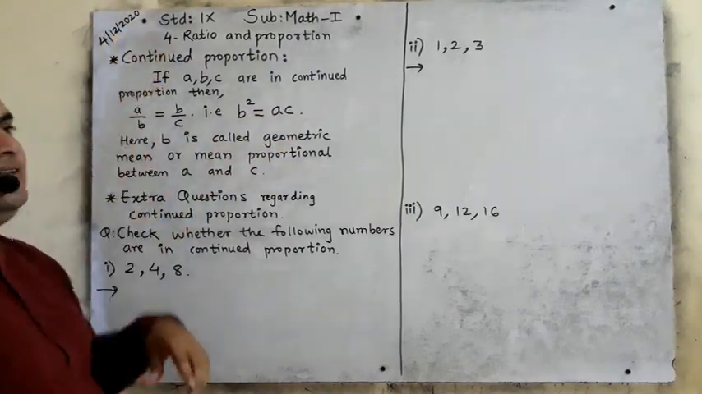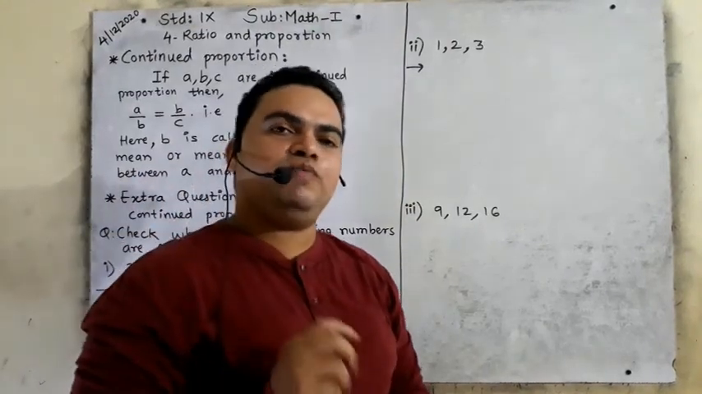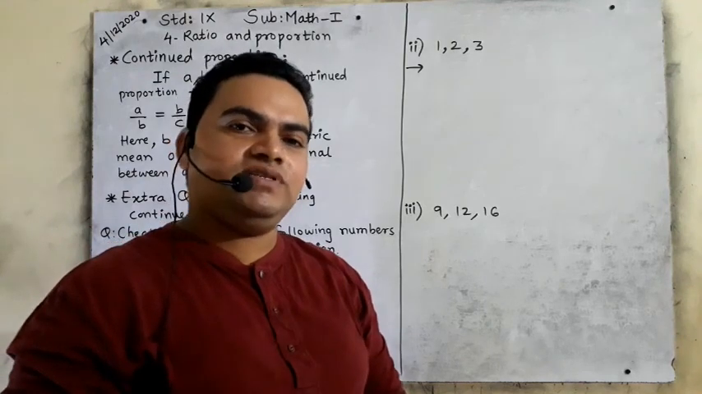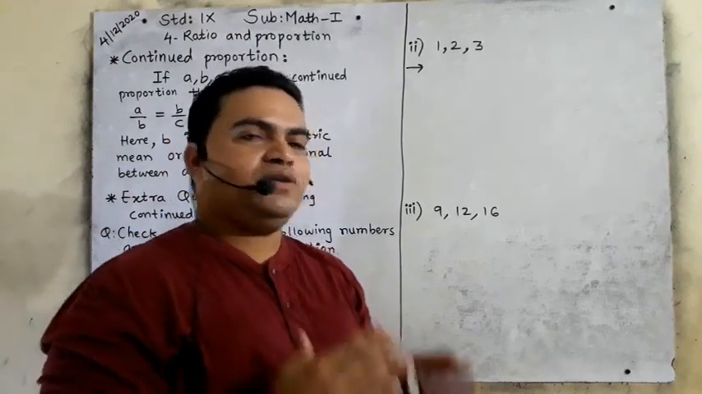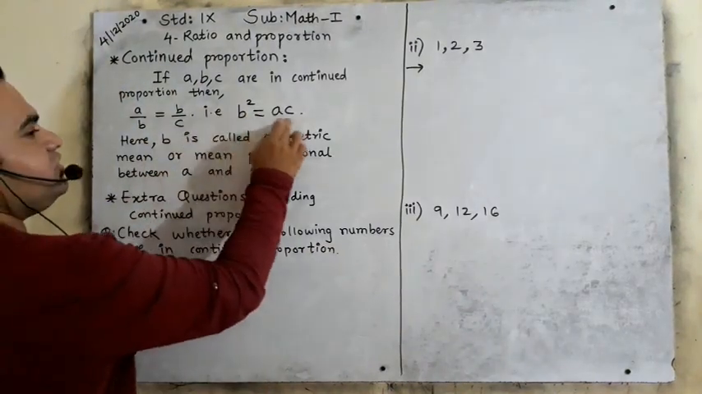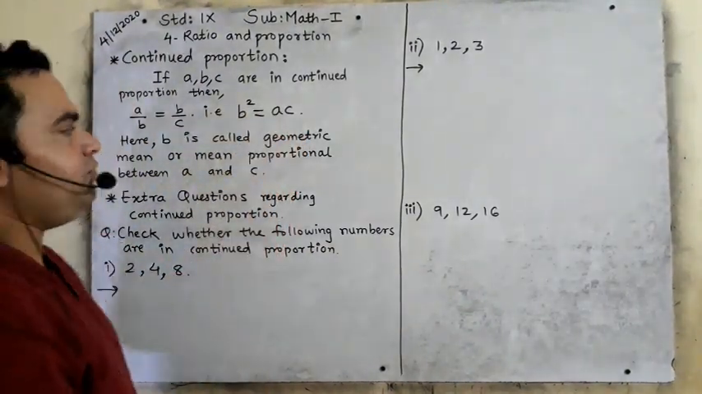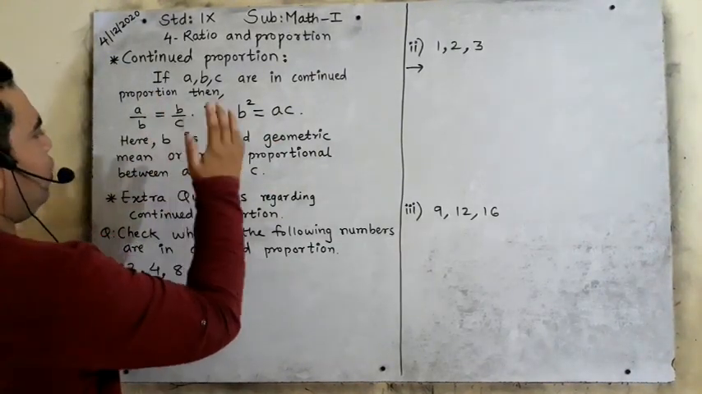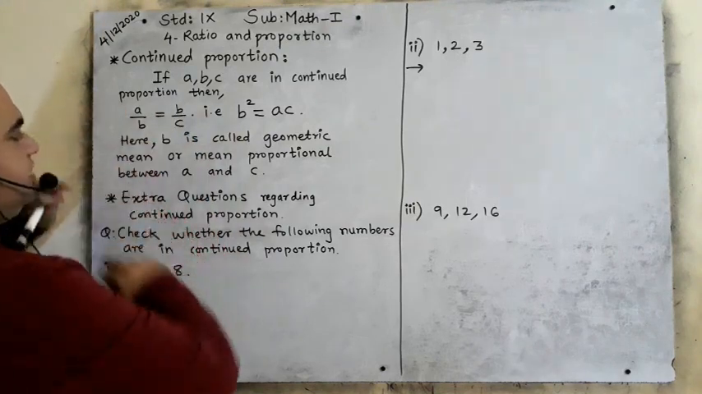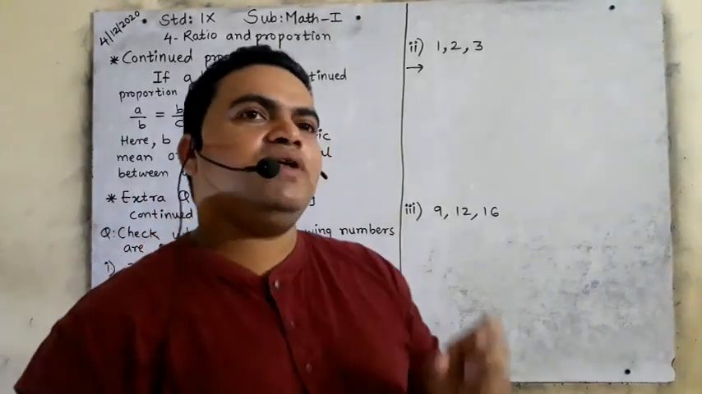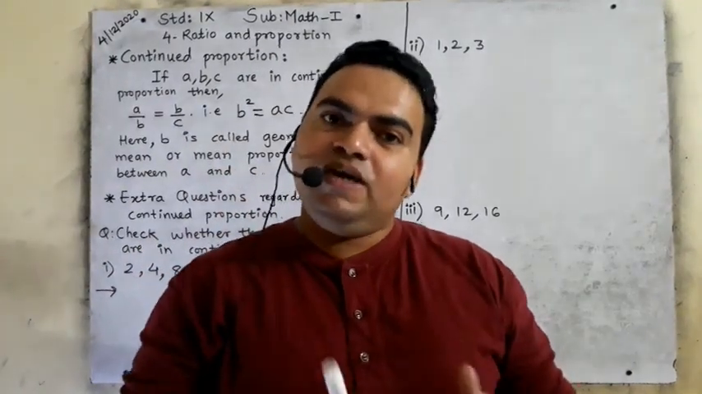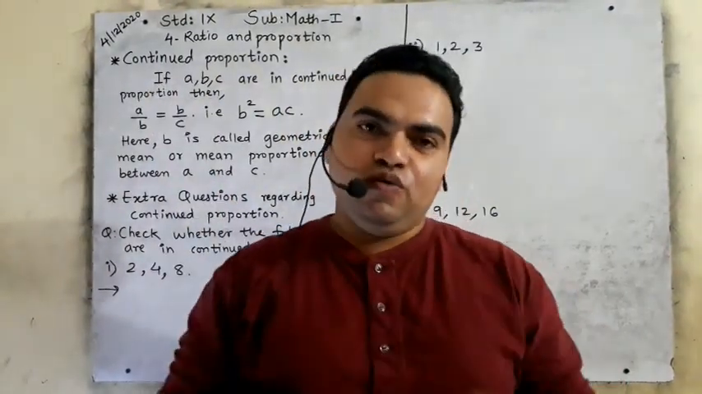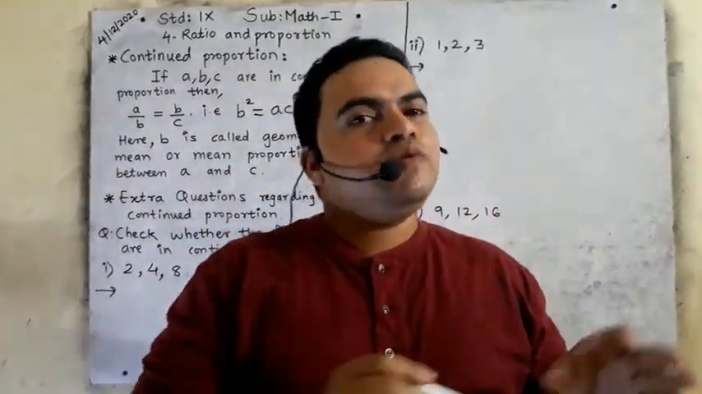So whenever you listen to or read the word continued proportion, you should understand very quickly here A upon B is equal to B upon C, which gives B square is equal to AC. Now here B is called the geometric mean, or mean proportional between A and C. Sometimes the words geometric mean will come in a question. Geometric mean is nothing but continued proportion only.